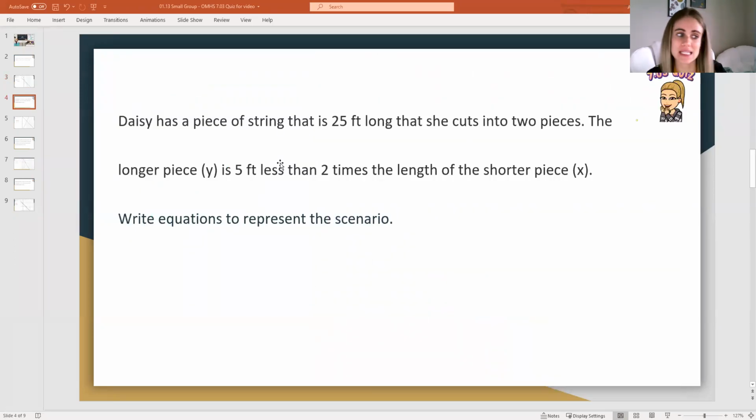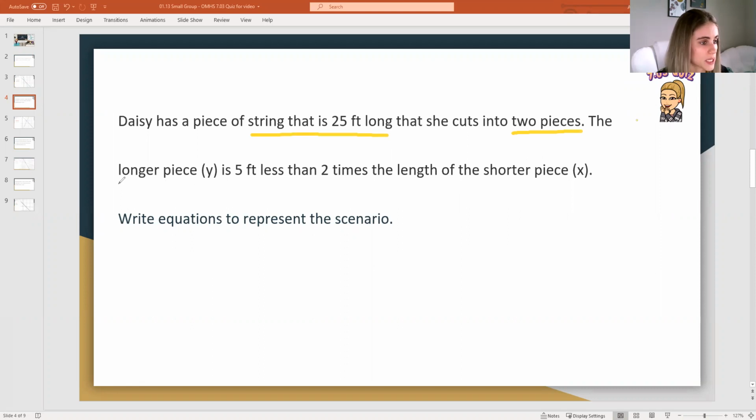All right, Daisy has a piece of string that is 25 feet long that she cuts into 2 pieces. The longer piece Y is 5 feet less than 2 times the length of the shorter piece X. Write equations to represent the scenario. All right, once again, let's underline our key information. All right, I see that she has a piece of string that's 25 feet long, and she cuts it into 2 pieces.